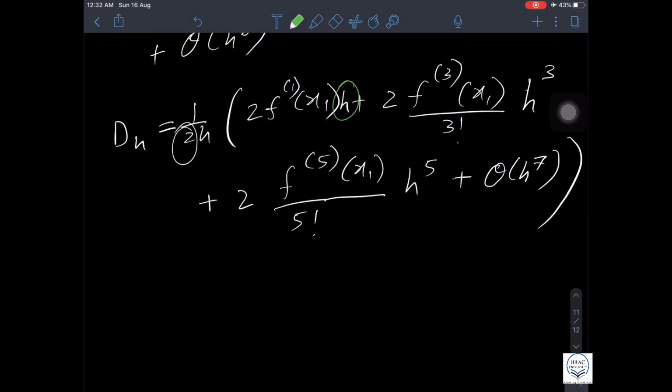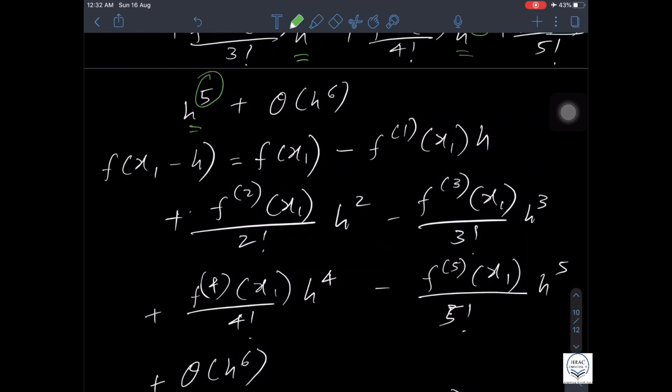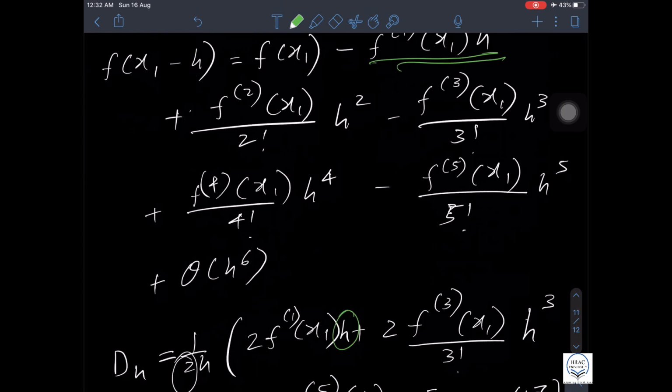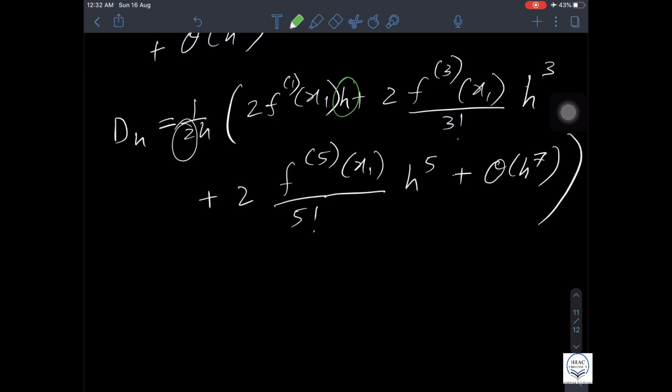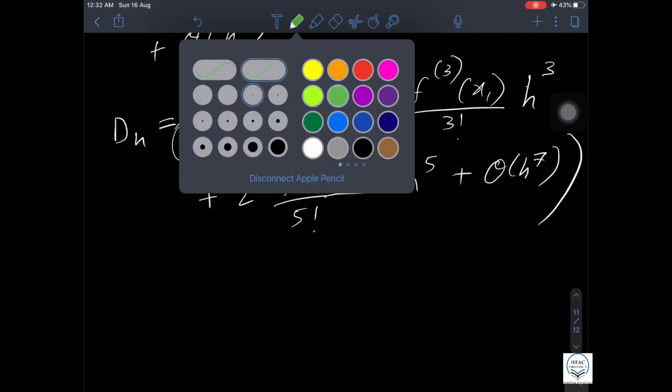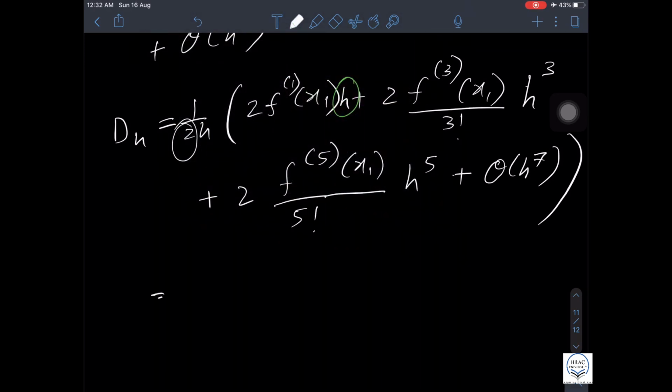Here I missed this because I had this f1 times h. All right, so I missed that, sorry for that. If you write it down, what you do now is pull this bracket off, so you multiply by 1 by 2h to each term.